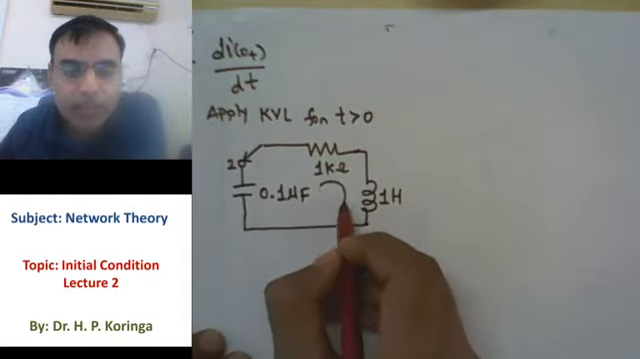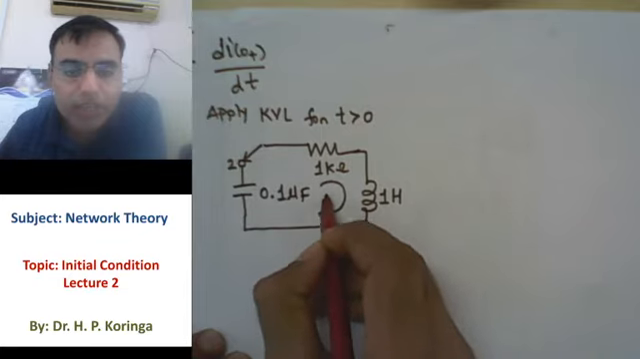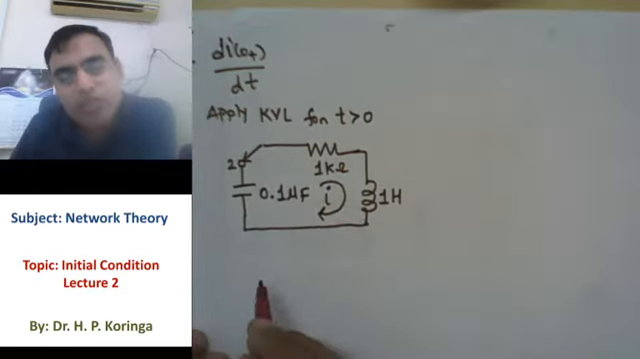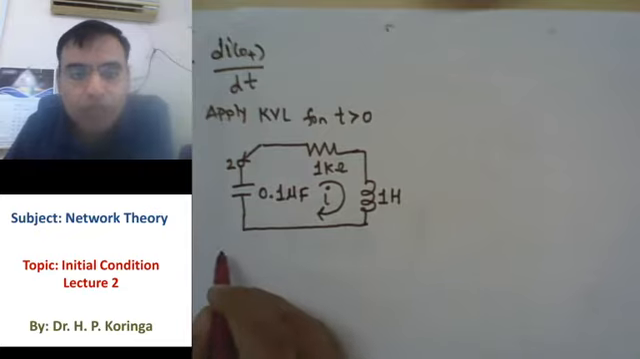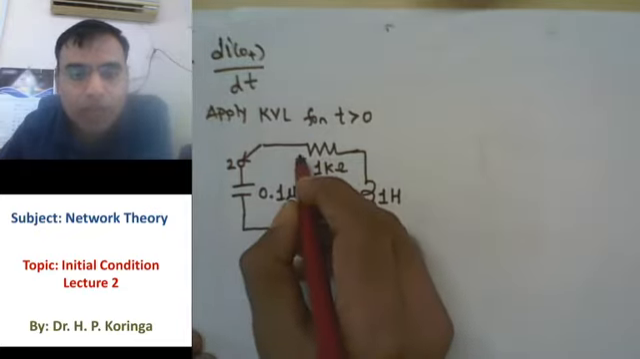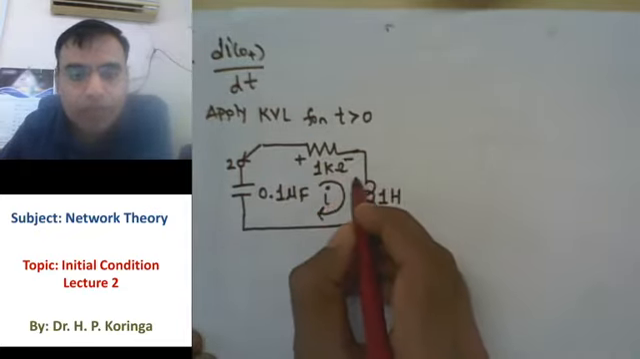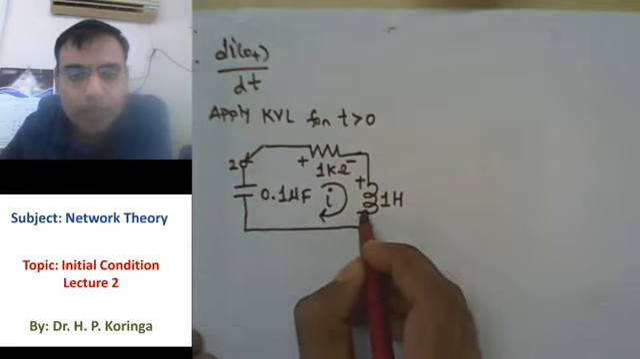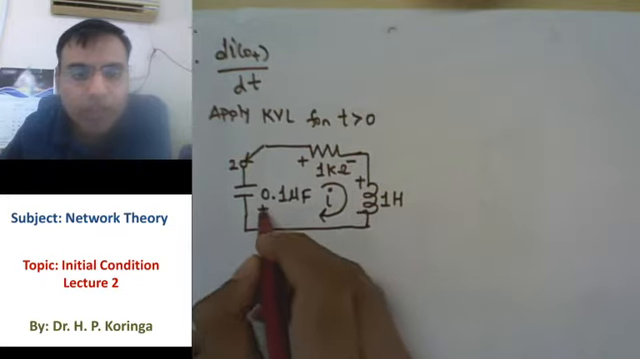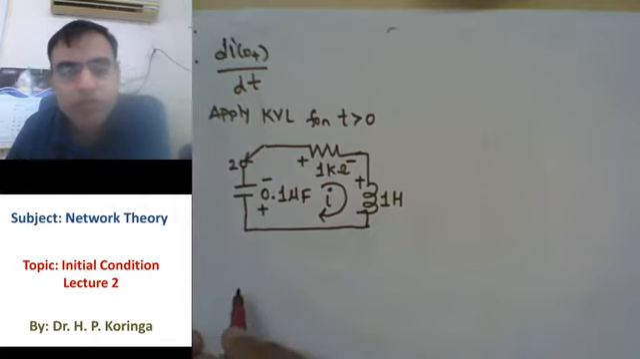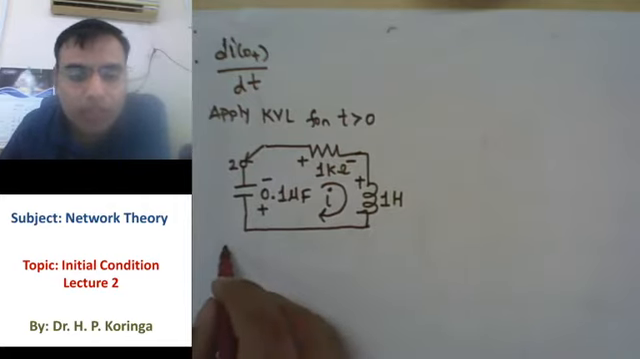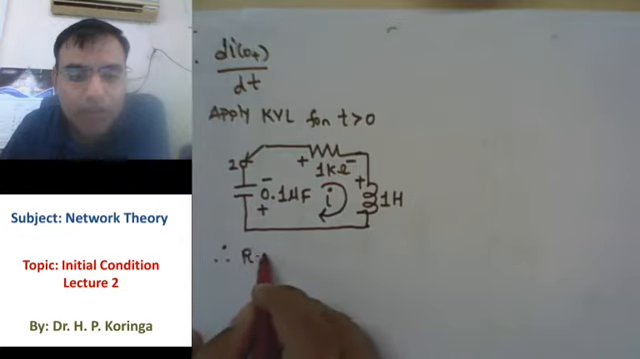And let me apply a KVL in this loop. Current is I. Right? So let me apply the KVL in this loop. So voltage across R plus voltage across L plus voltage across C is equal to 0. Right? So voltage across R is equal to R into I of t.